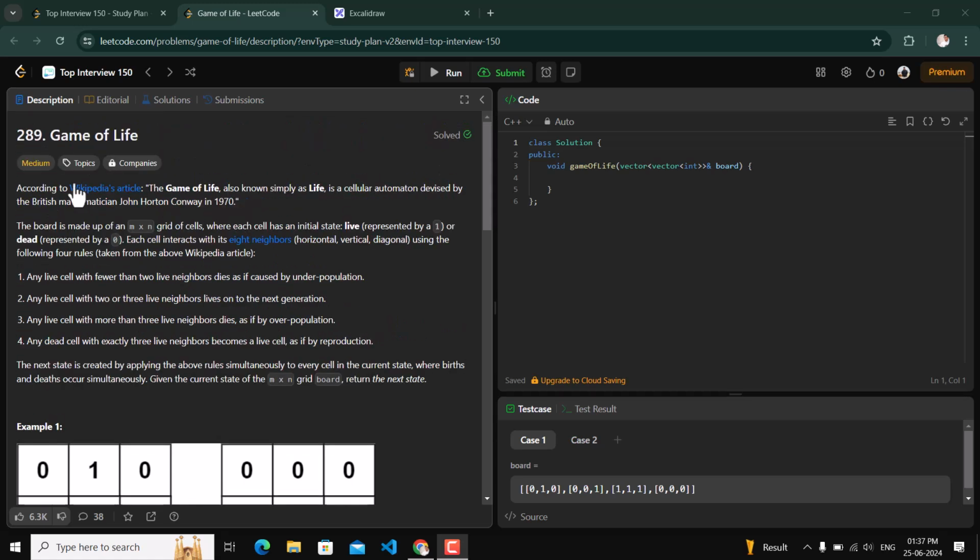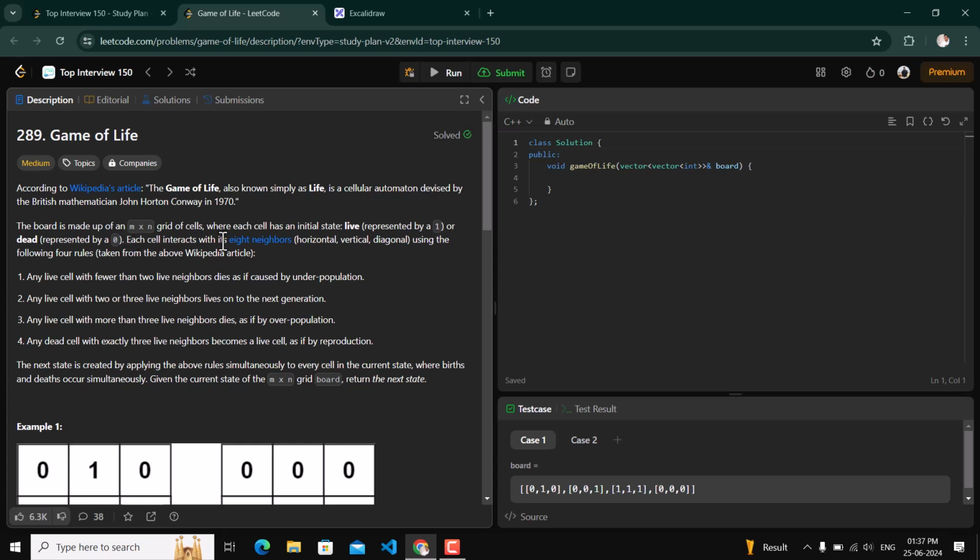Hello friends, so our today's question is Game of Life. What is basically given in this question? We are given a board made up of an m cross n grid of cells where each cell has an initial state. Either a cell is live or it is dead. A live cell is represented by 1 and a dead cell is represented by 0.